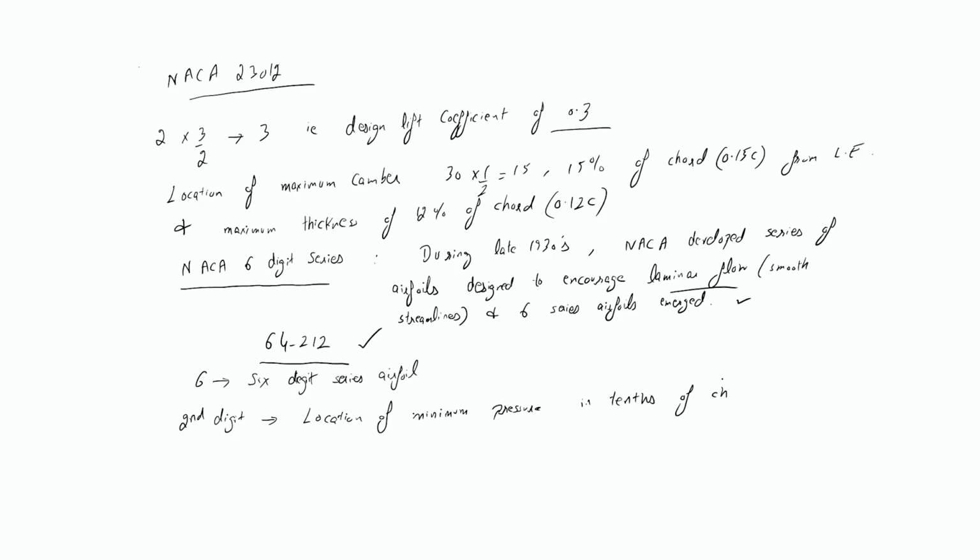I hope you are making notes along with me. The location of minimum pressure in tenths of chord behind the leading edge. Third digit gives again the same design lift coefficient in tenths. Alright, not in chord. Please remember, this is the design lift coefficient. It is a unitless quantity.